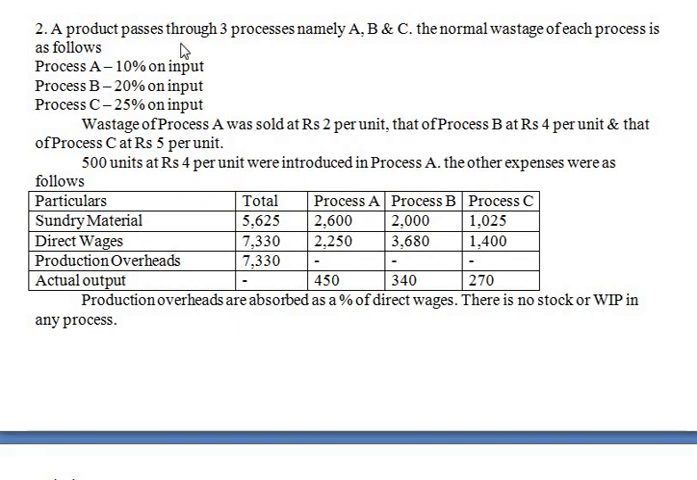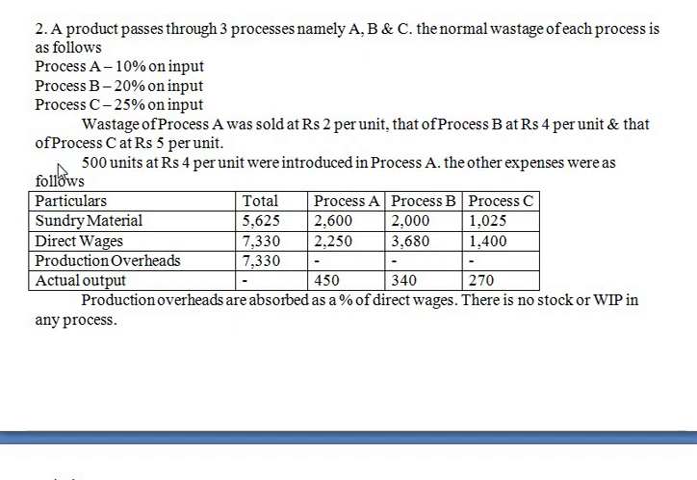Here is the problem. A product passes through three processes, namely A, B and C. The normal wastage of each process is as follows. Process A, 10% on input. Process B, 20% on input. Process C, 25% on input. Wastage of process A was sold at rupees 2 per unit, that of process B at rupees 4 per unit, and that of process C at 5 per unit. 500 units at rupees 4 per unit were introduced in process A.